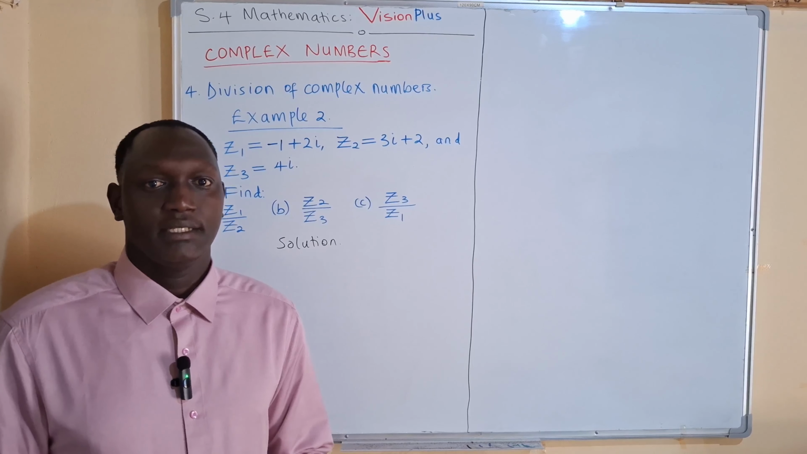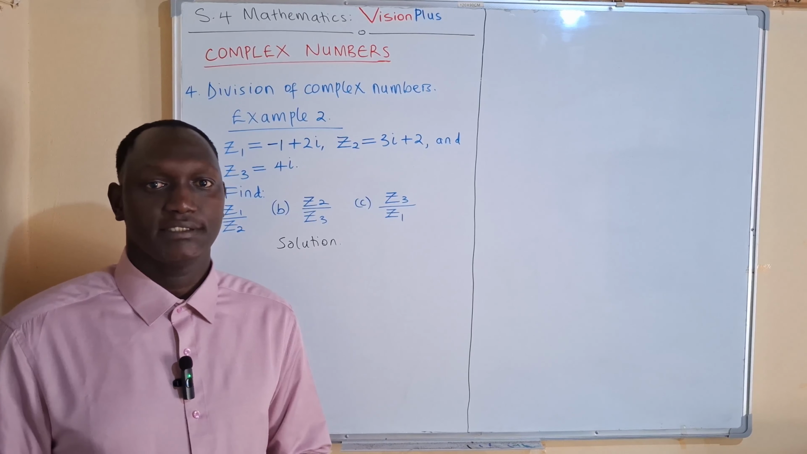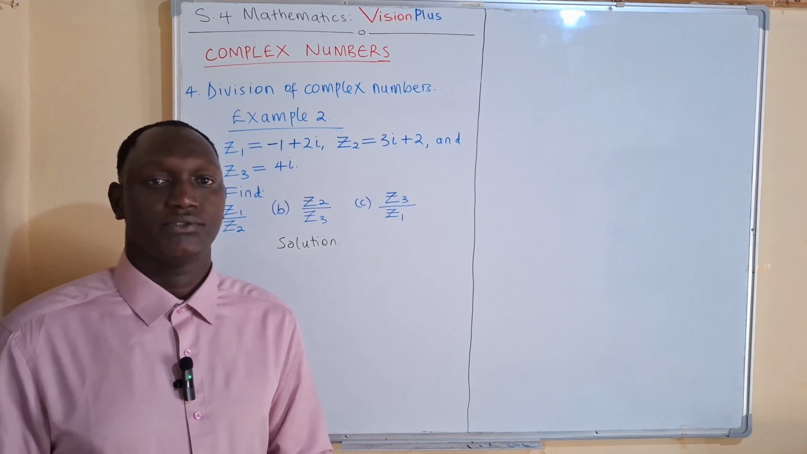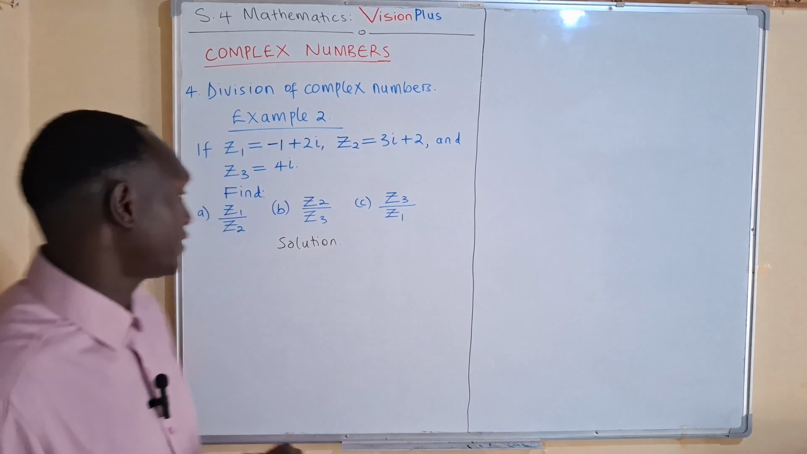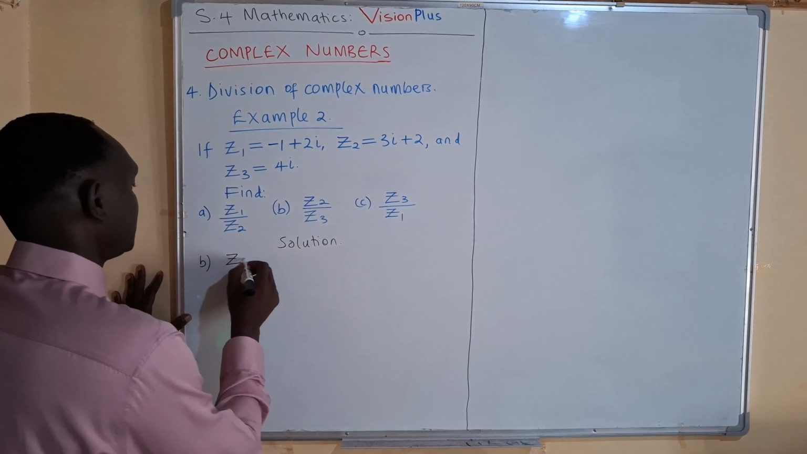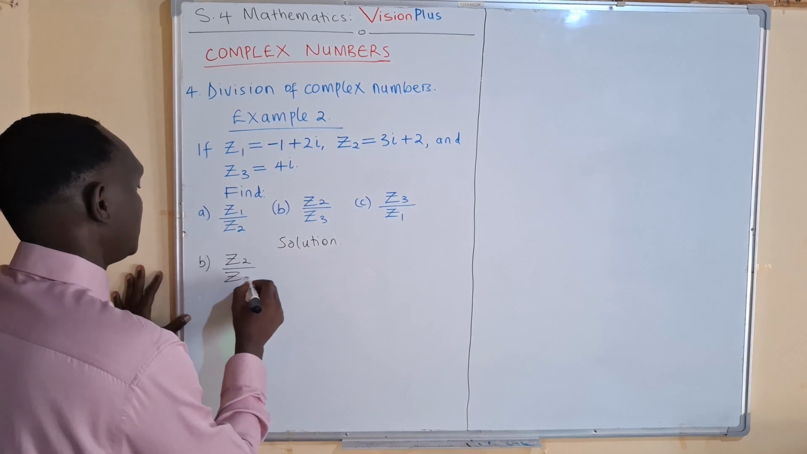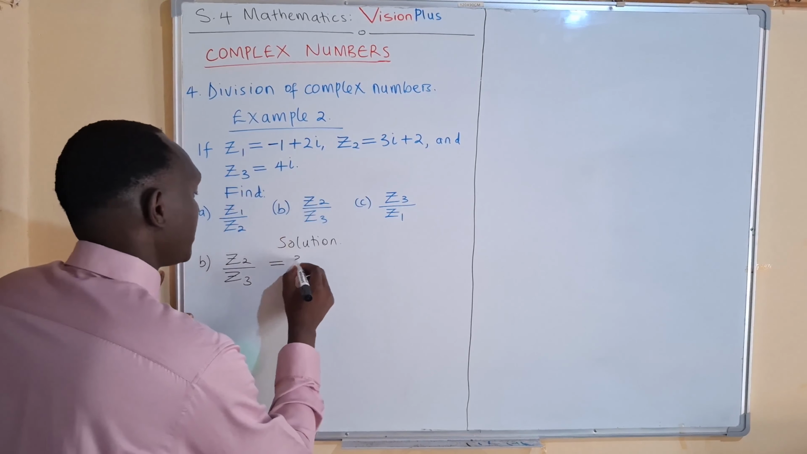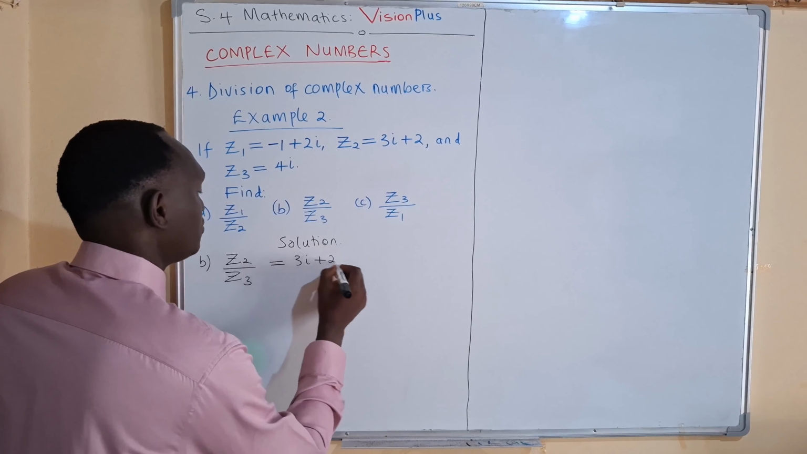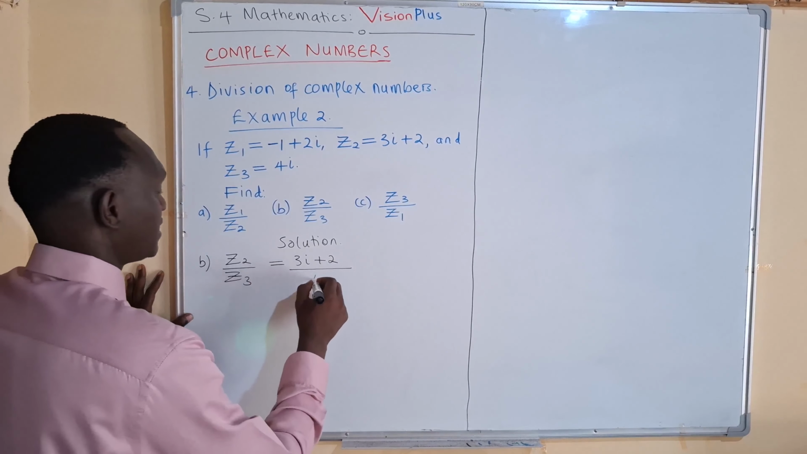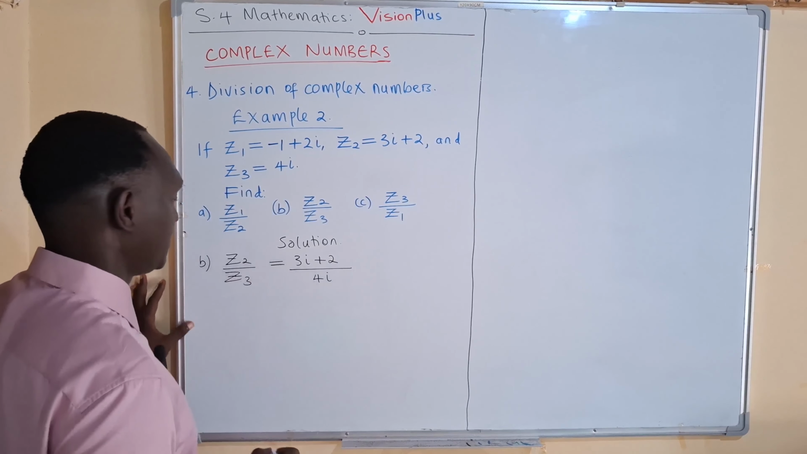And going to part B, it is not going to be of much difference. We shall follow the same procedure. What will change are just the values or the expressions of the different complex numbers. So part B is saying that we need to find Z2 out of Z3. So the first step is we substitute. What is Z2? Z2 is 3i plus 2, but we are dividing it by Z3. What is Z3? Z3 is 4i. This is the first step.